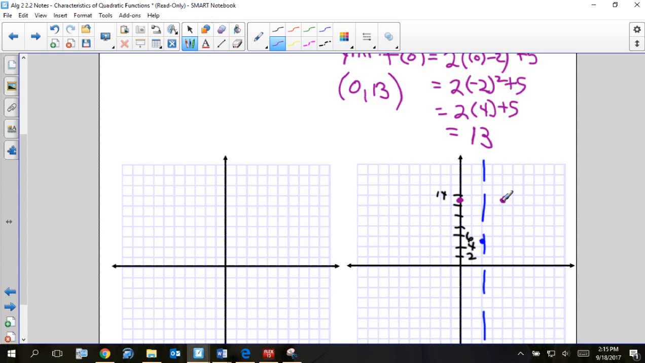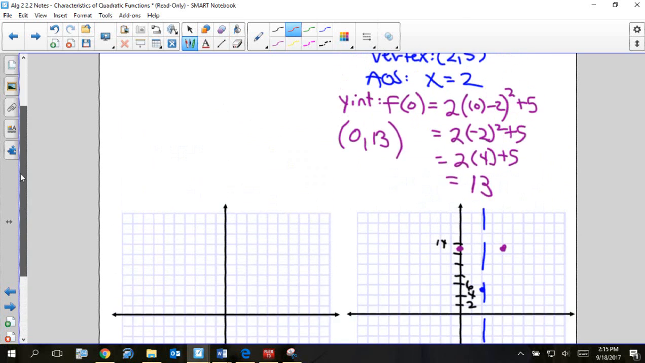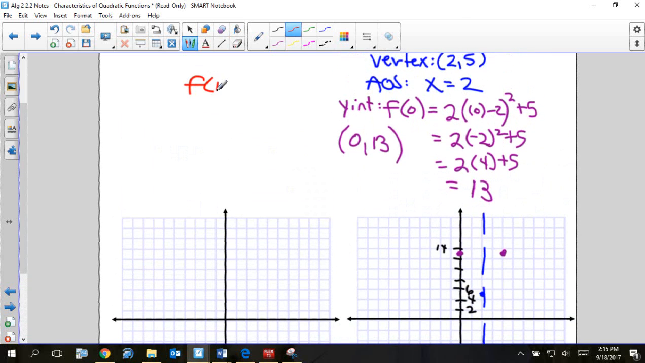What should I plug in that I haven't already found the answer for? Which x should I plug in that's somewhere around our vertex, but it can't be 2 because I already know that one, can't be 4, can't be 0. What should I plug in? Okay, that sounds good. Let's plug in 1. I'm running short on space, so I'll just use this spot over here. We'll do f of 1.